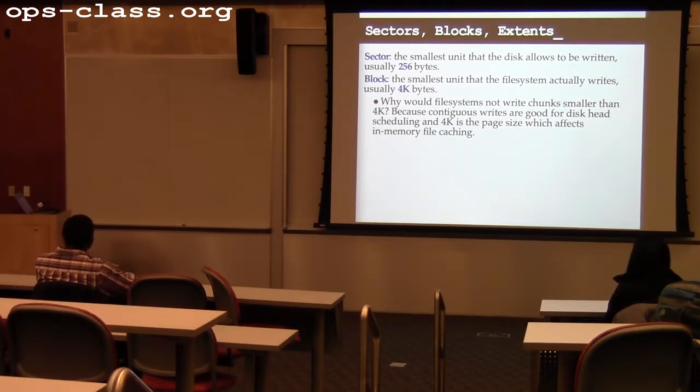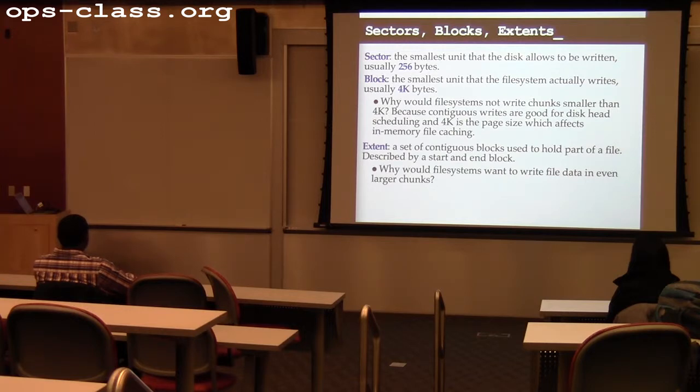So the other thing is, where have we heard about 4K before? Anyone remember our friend 4K? What else is 4K, Sarah? It's the page size, right? The virtual memory page size. And when we get back to talking about file system caching, we'll talk about why this matters. It turns out there's a good reason for a match between the page size and the block size that file systems are actually going to write. Because lo and behold, your system uses memory for something other than just being memory: it uses memory as a cache to make the disk look faster.